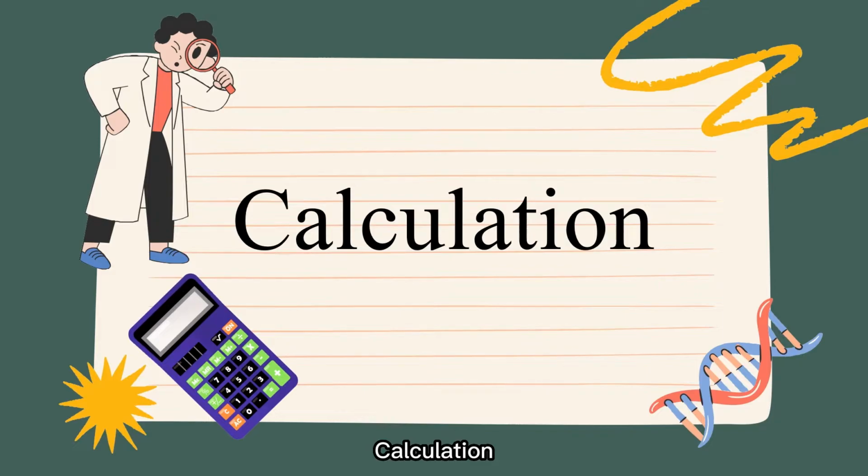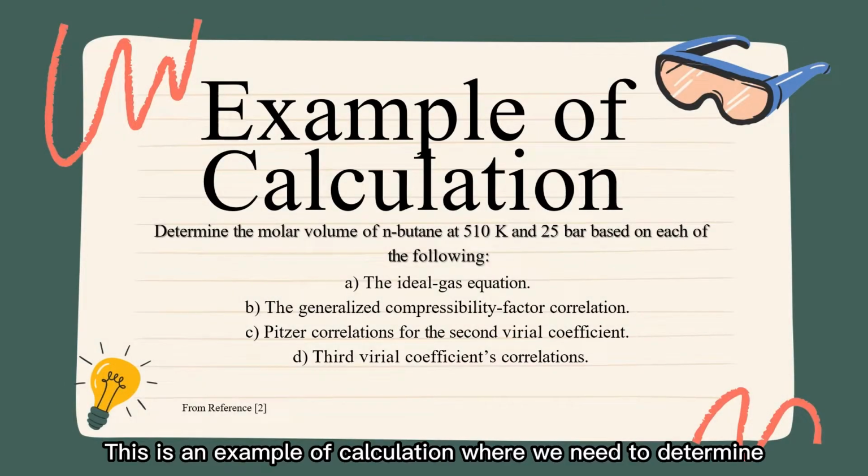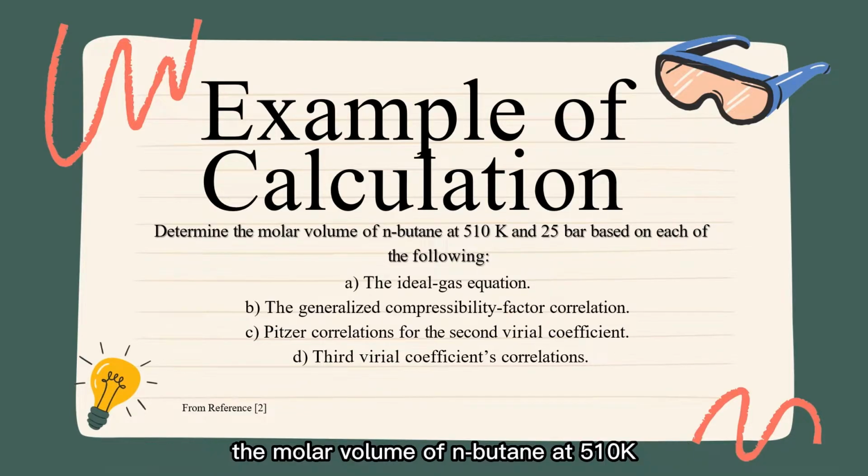Calculation. This is an example of a calculation where we need to determine the molar volume of N2 at 510 Kelvin and 25 bar using ideal gas equation and generalized correlation of gases.